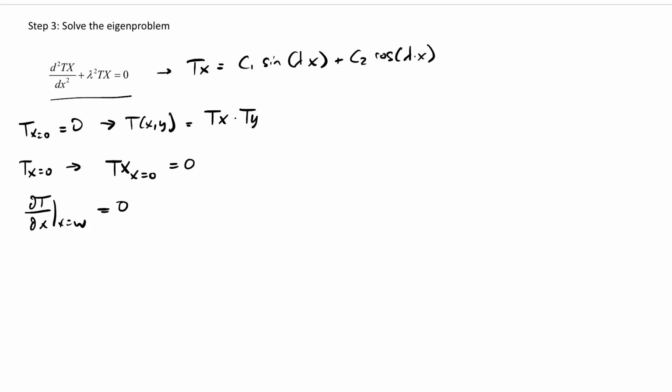Okay, so we would say T_y is constant as a function of x, so that comes out. So it just becomes T_y times dT_x/dx at x equals w equals 0, right? If T_y is constant as a function of x, that can be divided out. And then this becomes our boundary condition here. So we have these two boundary conditions now that we can actually enforce.